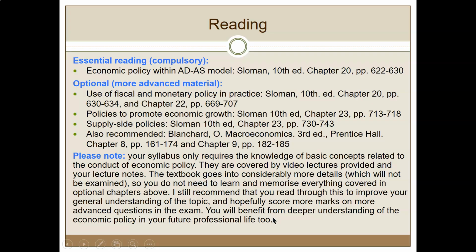If you know what actions the government or central bank are likely to take, you might be able to adjust your personal financial strategy accordingly. For example, if you know that the Bank of England is likely to increase interest rates, you might be able to remortgage your property, your house, before interest rates go up and save a few thousand pounds. Or if you know that taxes are likely to increase in the future, again, you can adjust your personal financial strategy. This can benefit your future professional life too.